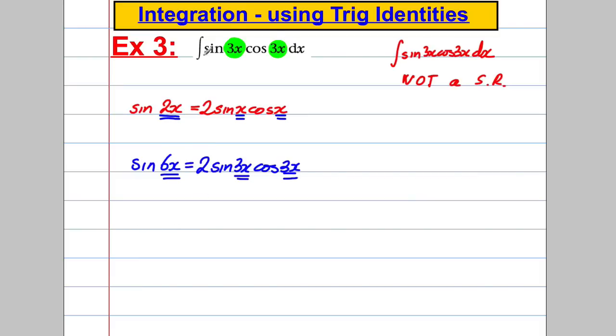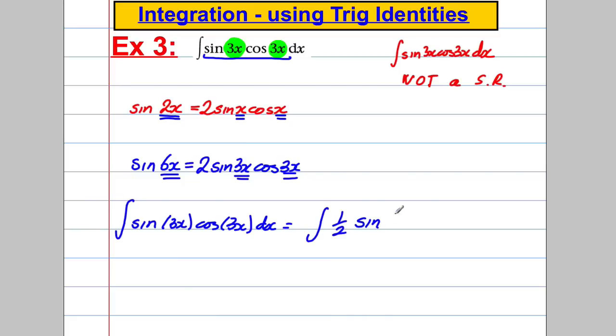Now, can you see how I could replace this by something simpler? I'm asked to integrate sine of 3x cosine of 3x, and I'm thinking, why don't I use the double angle sine formula and instead integrate a half sine of 6x with respect to x? The reason is that sine 6x is 2 sine 3x cosine 3x, so a half sine 6x must be sine 3x cosine 3x. So I can actually integrate this thing. This is an easy integral for me.